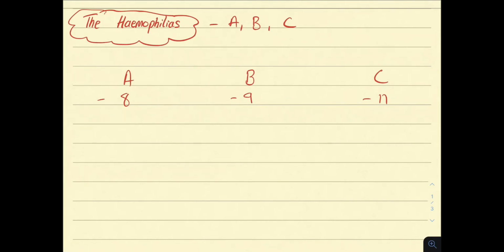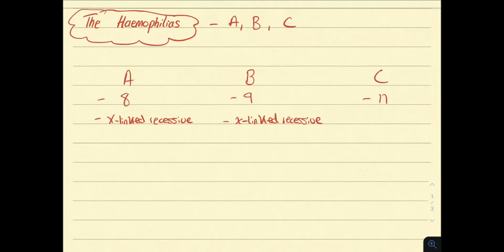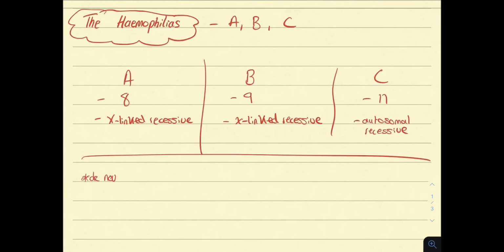So remember, factor 10 is the goal, so we don't really want to mess with that, but we can lose the next number, which is 11. Keep in mind that all of these factors are part of the intrinsic pathway. Haemophilias A and B are both X-linked recessive disorders, whereas Haemophilia C is an autosomal recessive disorder. However, these disorders can also arise de novo, meaning they can arise as a new mutation without a family history.